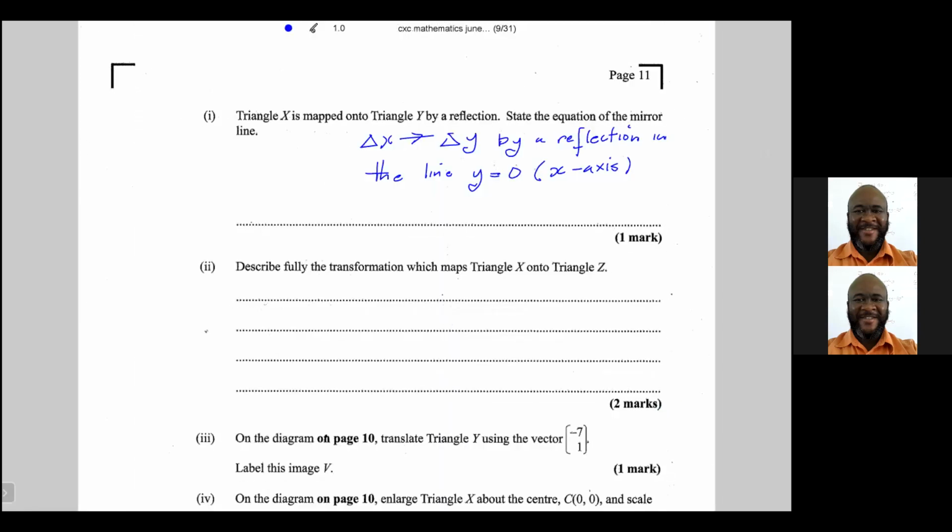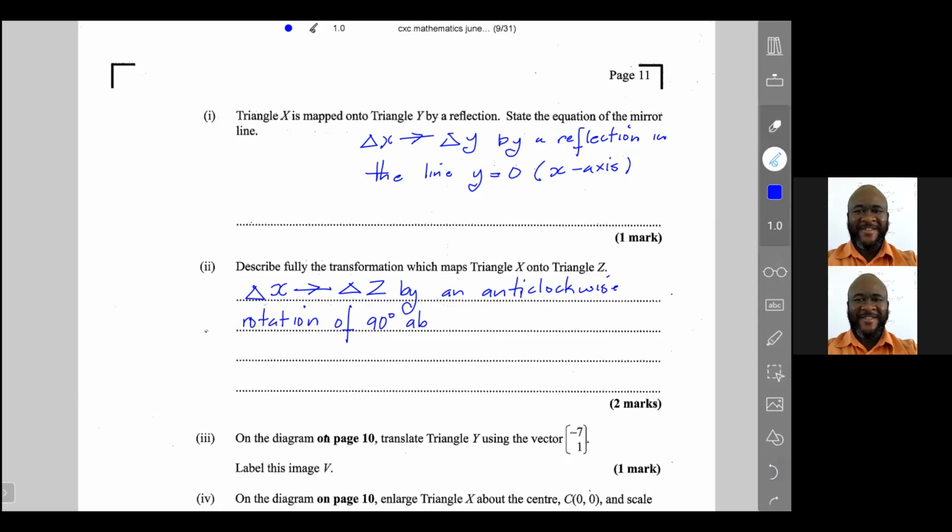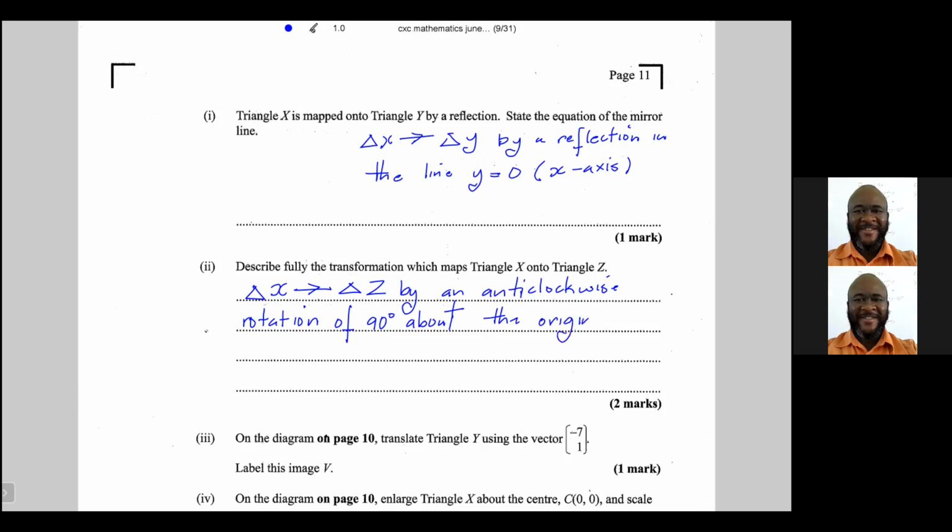Describe fully the transformation which maps triangle X to triangle Z. So triangle X is mapped to triangle Z by an anti-clockwise rotation of 90 degrees about the origin. You can stop it like that if you want. You could say about the origin and center.